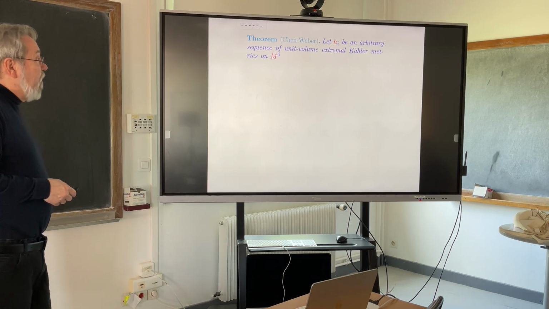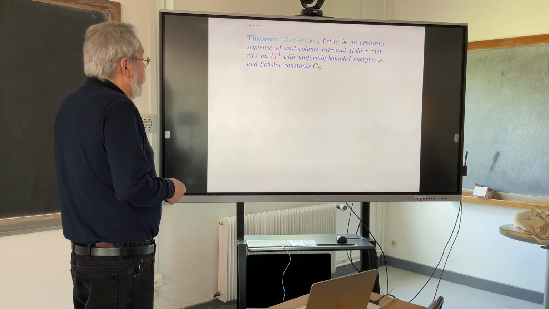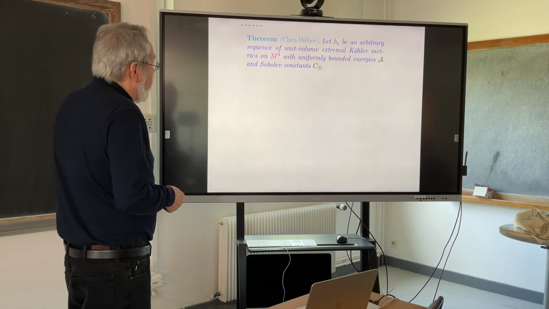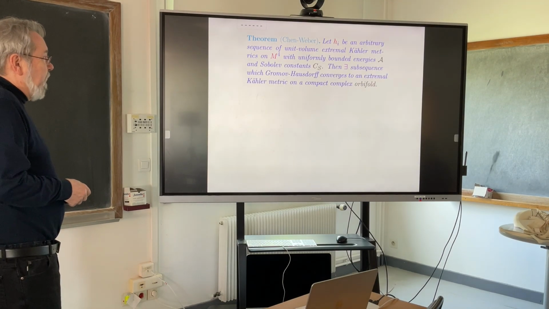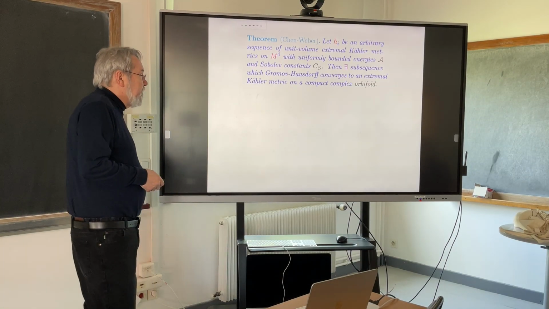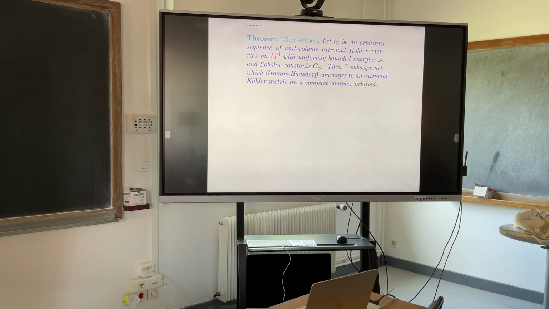If you have an arbitrary sequence of unit volume extremal Kähler metrics on a four-manifold with uniformly bounded energies A and also a bounded Sobolev constant C_S, then there's a subsequence which converges in the Gromov-Hausdorff sense to an extremal Kähler metric on a compact complex orbifold of the same dimension.